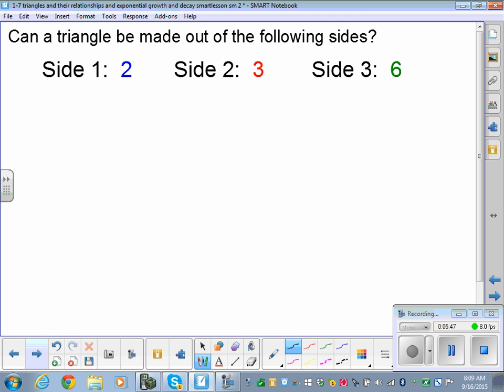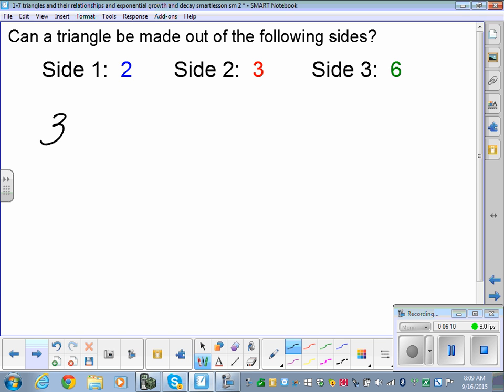So let's see if out of these sides, side 1, side 2, side 3 of the triangle, if this triangle really works here. So if side 1 is length 2, side 2 is length 3, and side 3 is length 6, let's see if we can truly form a triangle. So what you're going to have to do is check to make sure the sum of any two sides is greater than the third side. So I'm going to start out with side 2 and side 3.